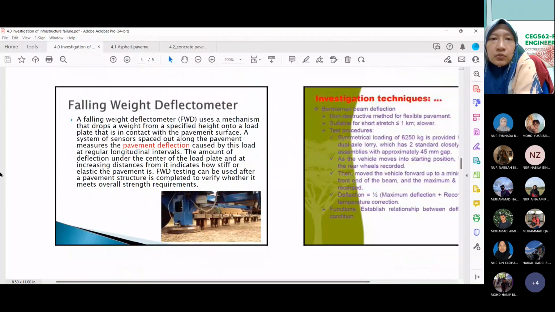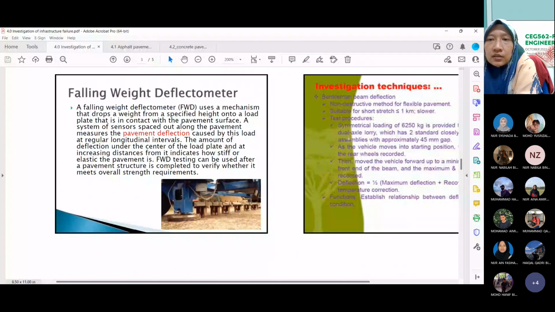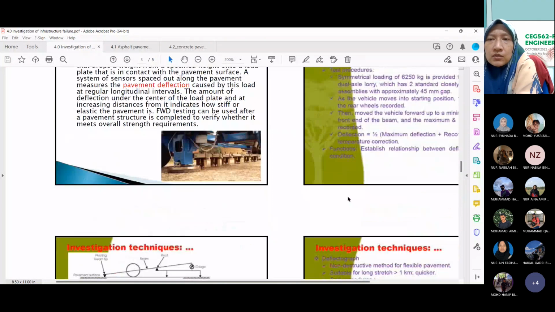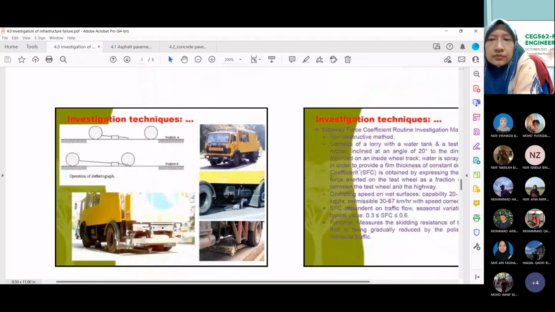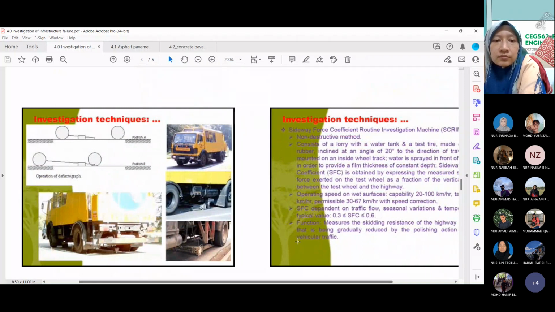Okay, kita juga ada falling weight deflectometer. Selain daripada tu, we also have Benkelman beam deflection. So yang ni lebih sesuai untuk rigid pavement. Selain daripada tu, we also have sideway force coefficient, routine investigation machine.